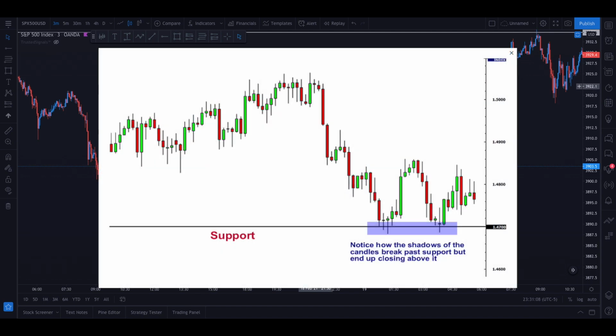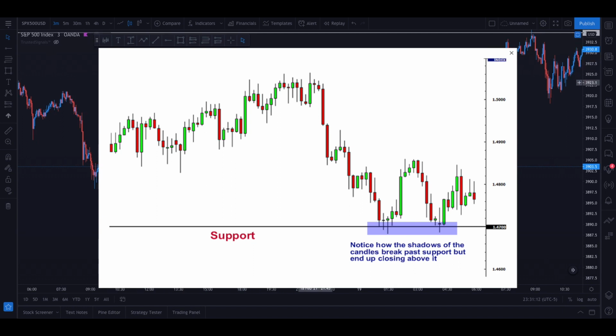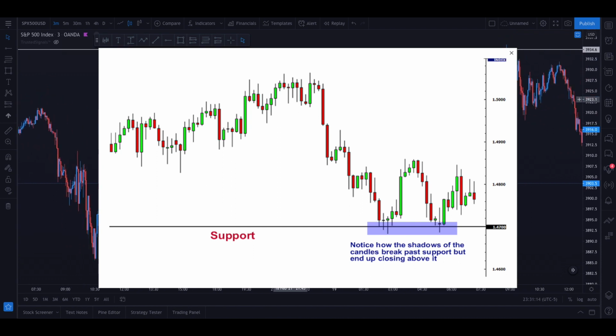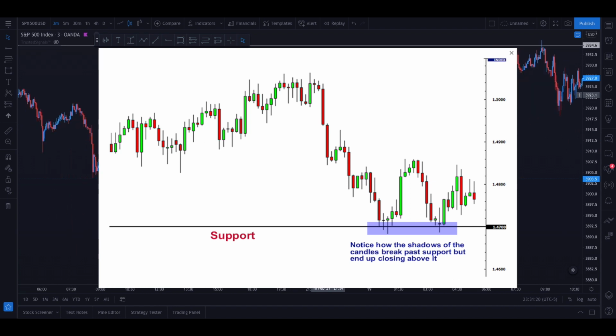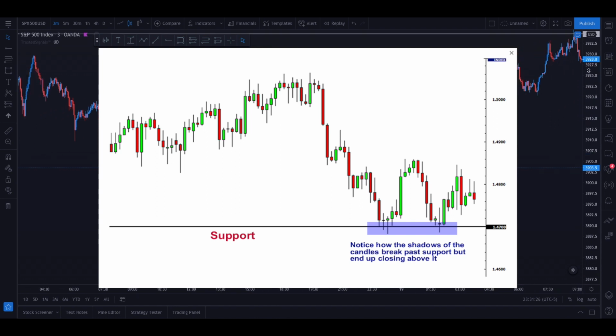Notice how the wicks of the candles tested the 1.4700 support level. At those times it seemed like the market was breaking support. In hindsight, we can see that the market was merely testing that level. So how do we truly know if support and resistance were broken?